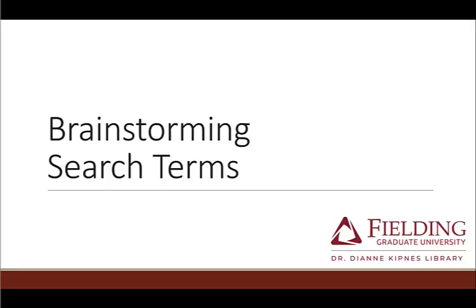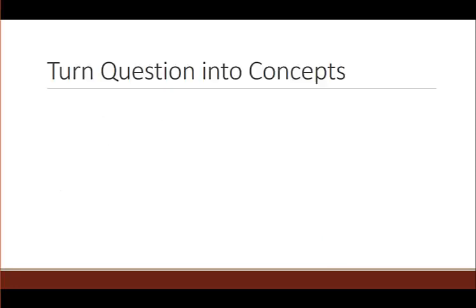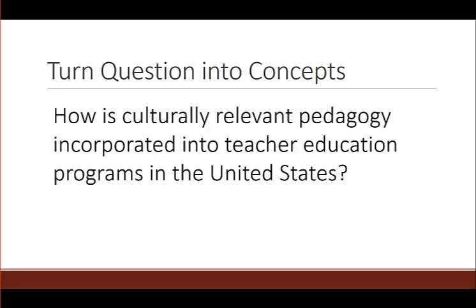In this tutorial, we'll briefly discuss a few ways to brainstorm search terms. The first step is to identify the main words or concepts in your research question, because these will serve as your search terms starting out. Let's take a look at our research question. In this question, the main concepts include culturally relevant pedagogy, teacher education, and United States.